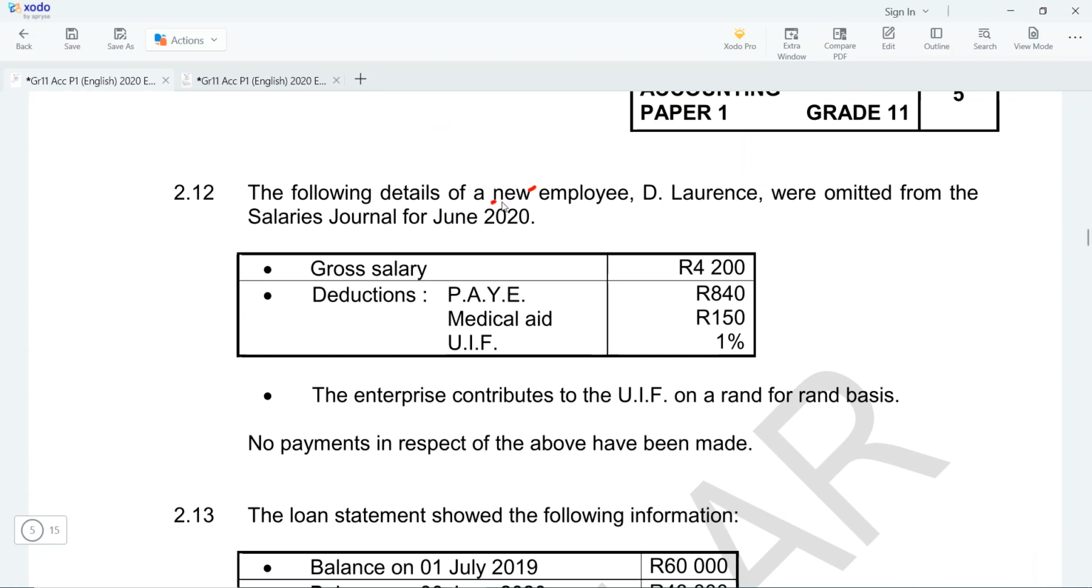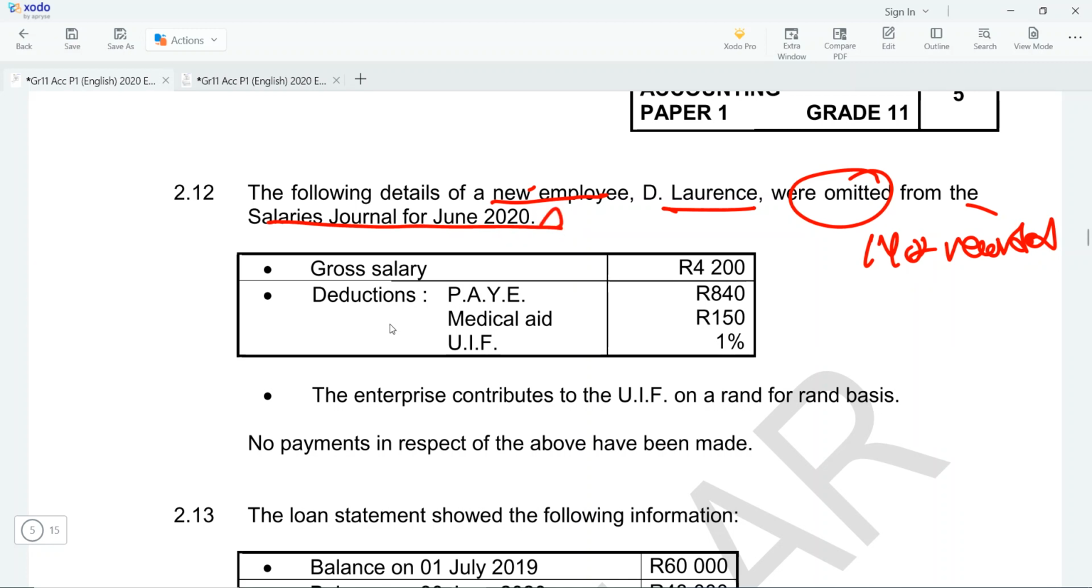Lawrence, were omitted. If they're saying they were omitted, it means they were not recorded. They're saying they were omitted from the salaries journal for June, so they were not included. So we need to check if the payments were made or not. Here they're saying the enterprise contributes to the UIF on a rent-to-rent basis. Very important. And they're saying also that no payments were made, so they still owe this person.